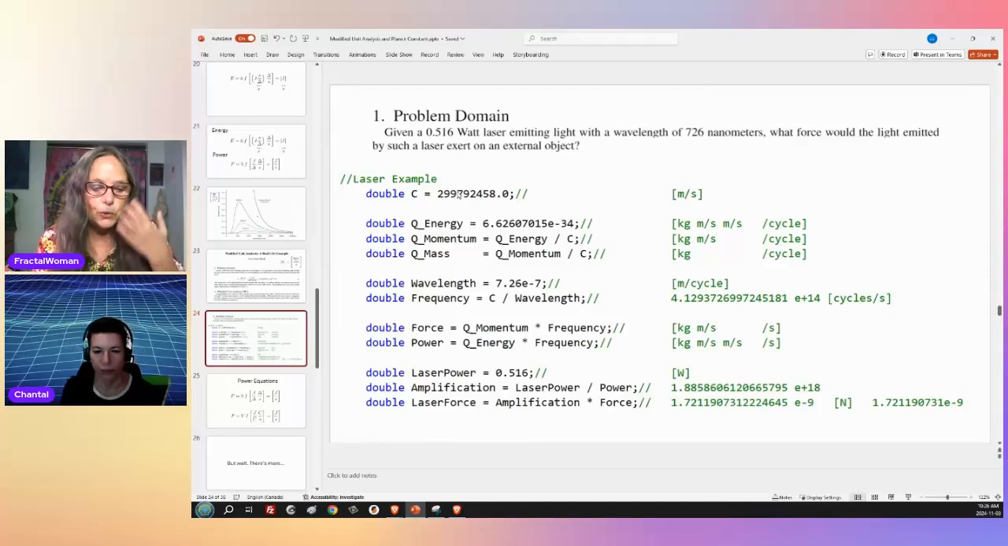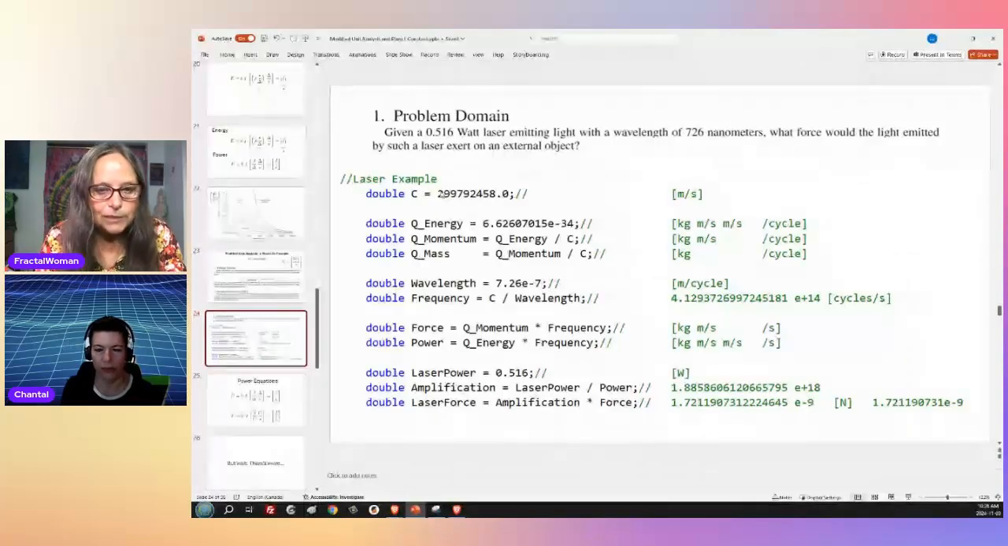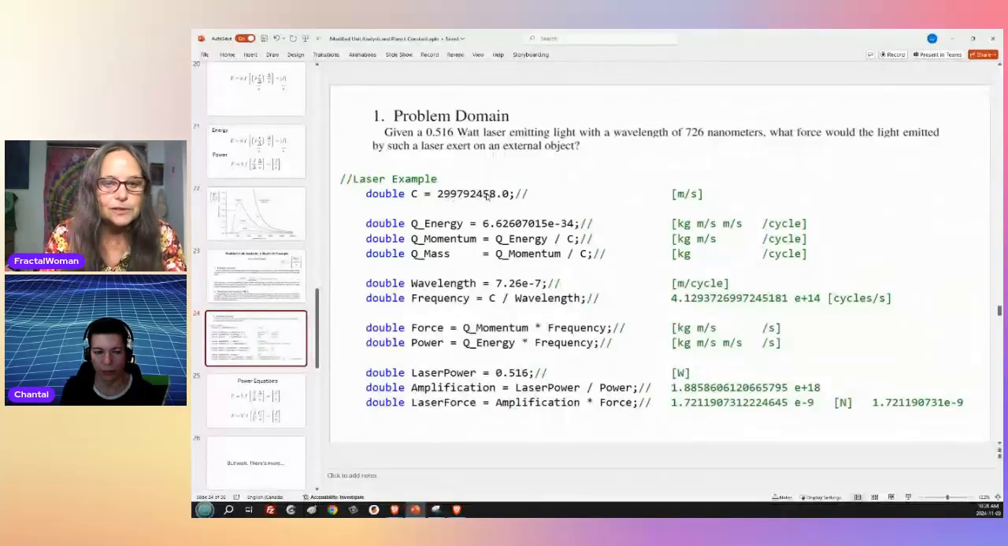And so I'm able to use these quanta. There's also a quantum of momentum. So now this is modified unit analysis. We have a quantum of energy, which is Planck's constant, a quantum of momentum, which is Planck's constant divided by the speed of light. And then I also have a quantum of mass, which is the quantum of momentum divided by the speed of light, or you could say the quantum of energy divided by the speed of light squared, which makes this E equals mc squared. Okay, so it fits in nicely.